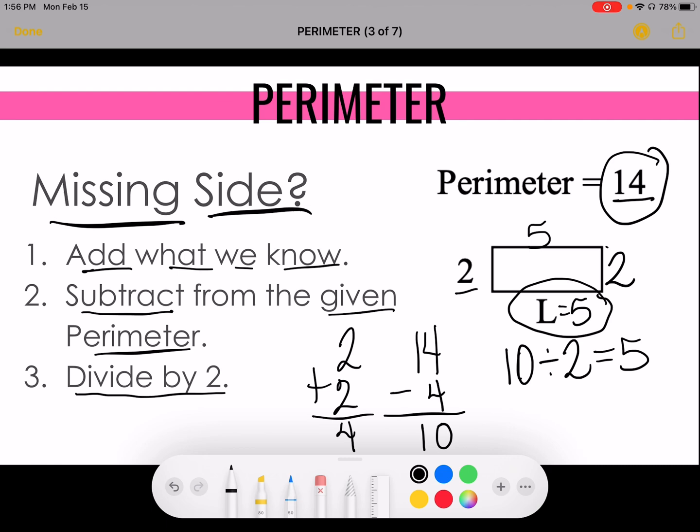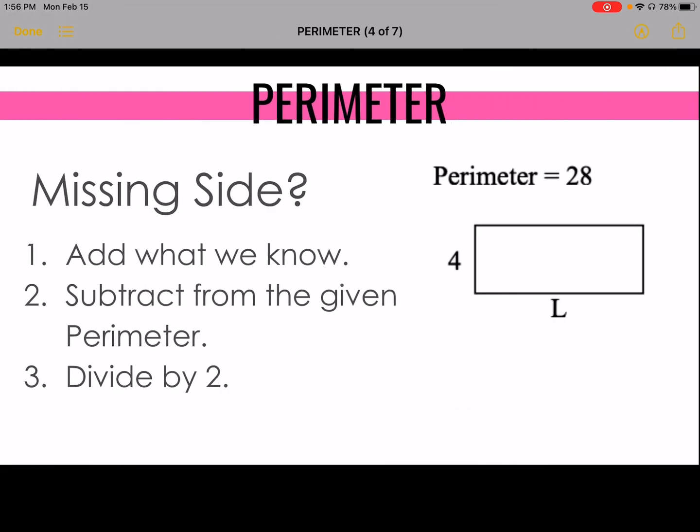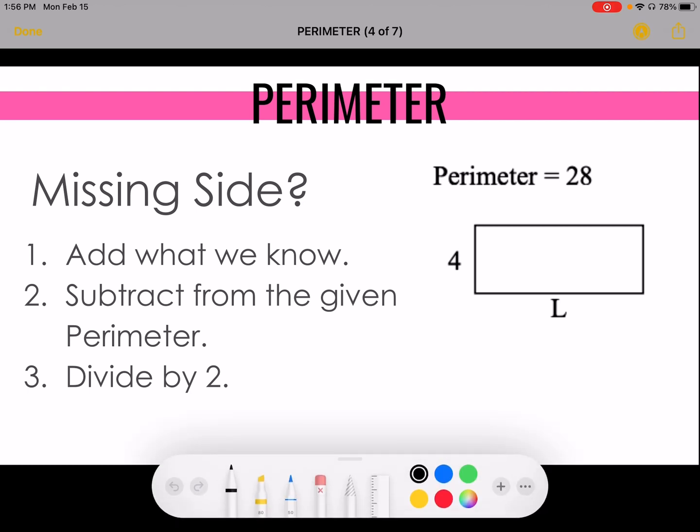All right, let's go to another one to try. So let's look here. So first we need to add what we know. So we know there's a 4 on the left. That means there's also a 4 on the right. So then we need to add those together. So 4 plus 4 makes 8. So I can write that for you. 4 plus 4 equals 8.